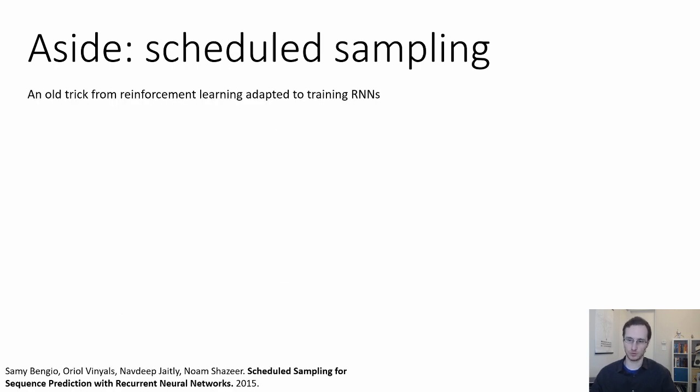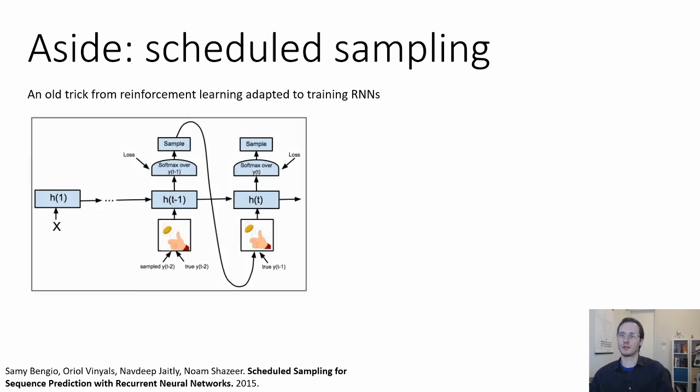So one solution that has been proposed to deal with this is actually inspired by an old trick in reinforcement learning adapted to training RNNs. And the method, at least in RNN world, is called scheduled sampling. In reinforcement learning, it goes by some other names. And we'll actually learn about that when we talk about imitation learning later. So here's the diagram from the scheduled sampling paper that illustrates the basic idea.